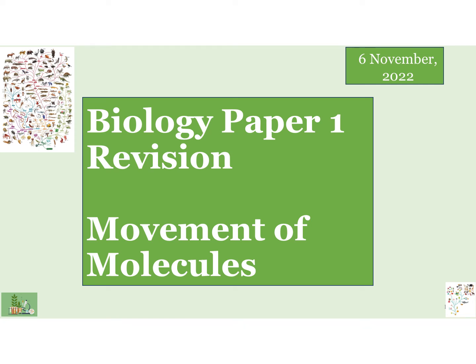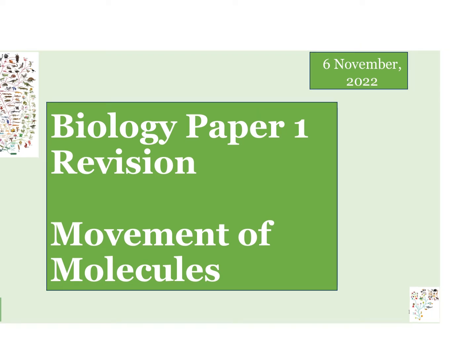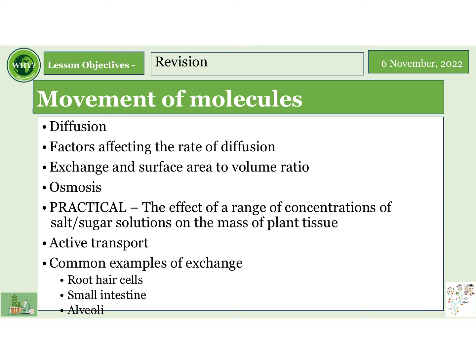Hello, we'll do a quick revision video now on biology paper 1, movement of molecules. So what we're going to be looking at now is diffusion, the factors that affect the rate of diffusion, exchange, surface area to volume ratio, and how that's linked to the rate of diffusion. We'll then spend a bit of time looking at osmosis.